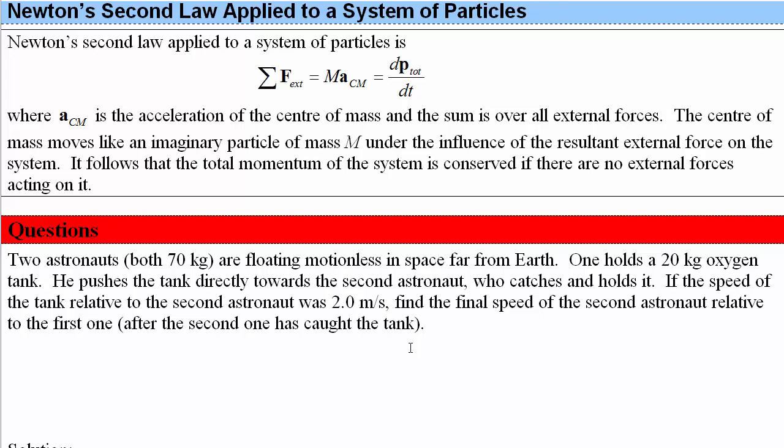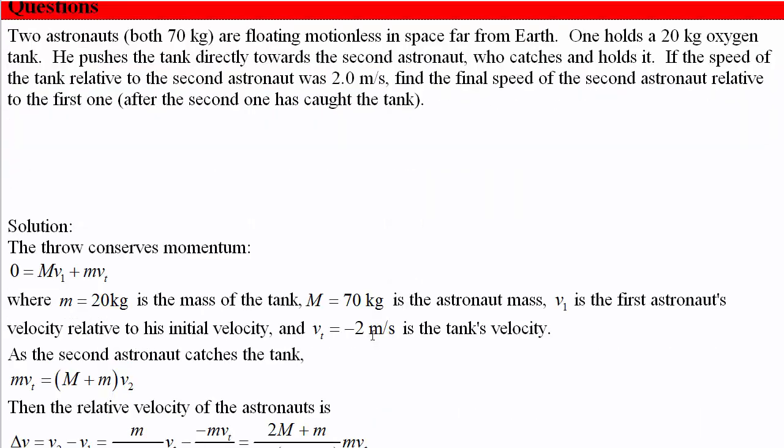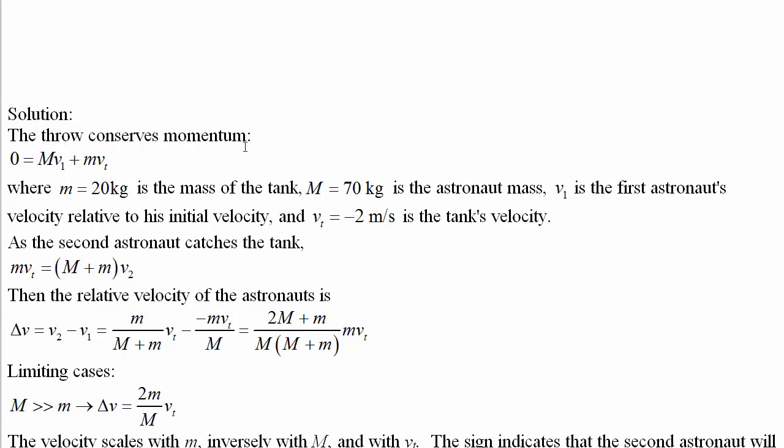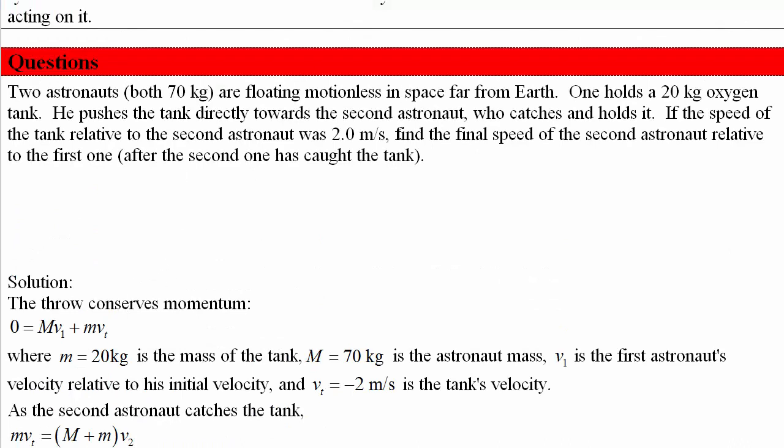This is just a momentum conservation question. So, the throw conserves momentum. It's kind of like two different collisions. The first one is a separation, but you still treat it like a momentum conservation problem because it's happening internally. So we've got the velocity of the tank, and we've got the velocity of the first astronaut.